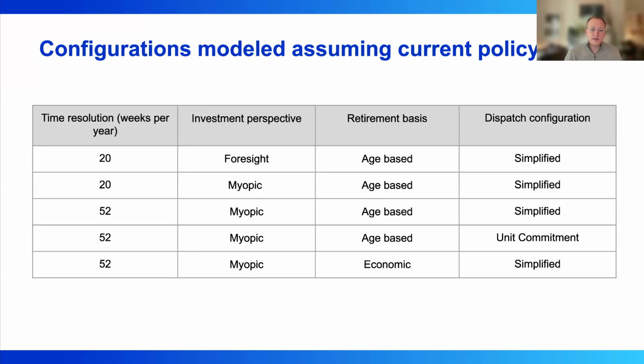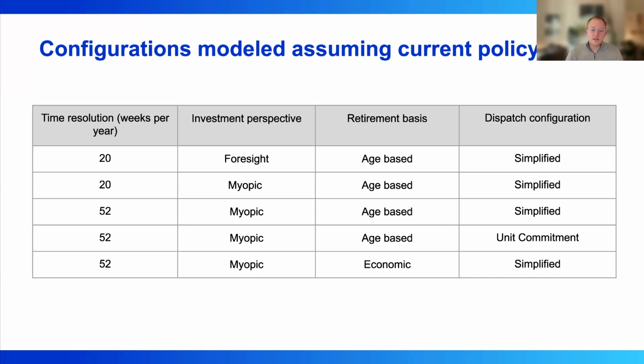And so here are the 4 different configurations we modeled, assuming current policy. The first 2 deal with how we treat time, so whether or not we're using 20 or 52 weeks per year, and how investment decisions are made, whether that has perfect foresight or myopic decision making. I'll get into all these in detail in turn.